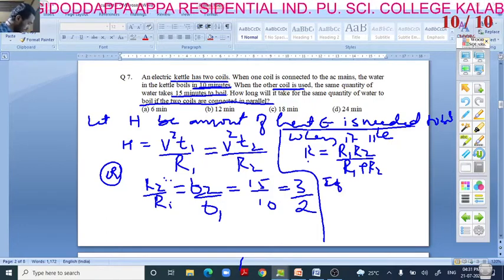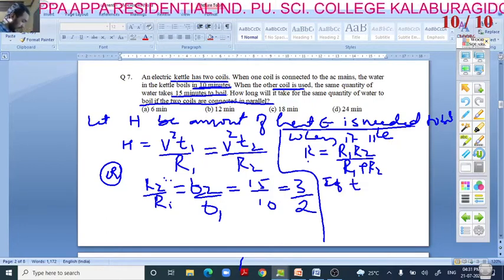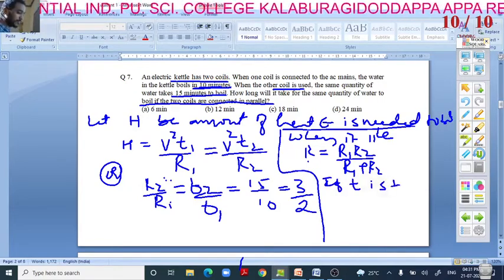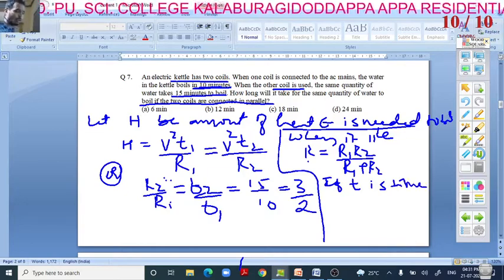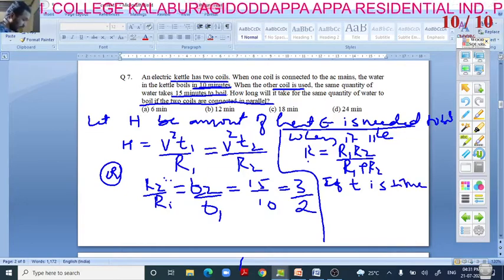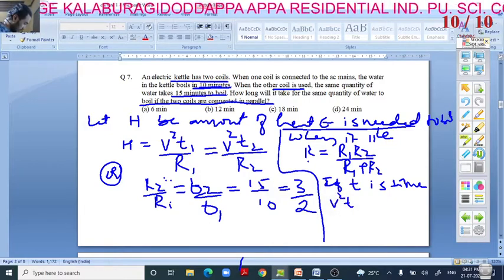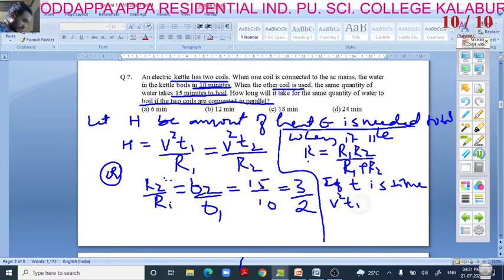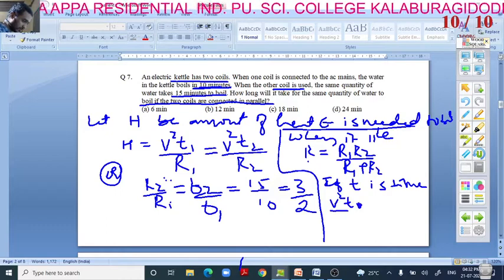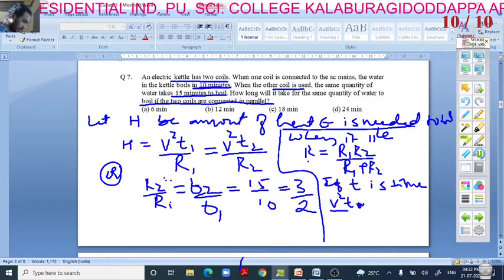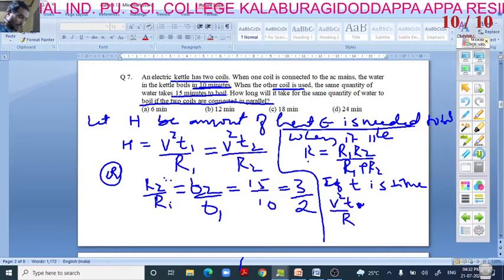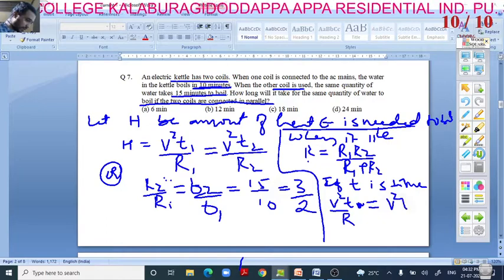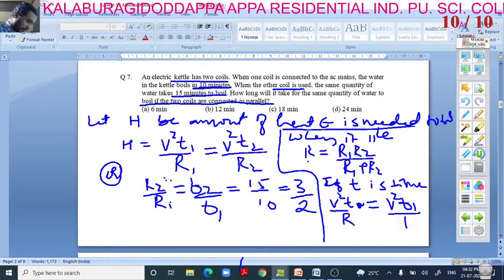If T is the time to boil when they are connected in parallel, T is the time taken to boil water. Okay, formula again: V squared T1. Instead of T1 I will write only T, so it is V squared T divided by R. This is the initial. Next, this time I will write V squared T1 divided by R1, with the individual notations.